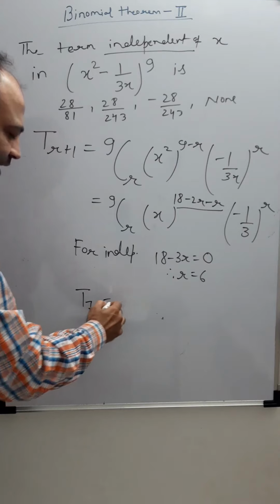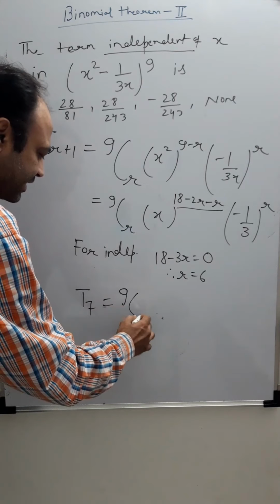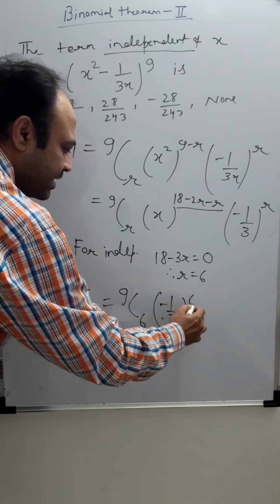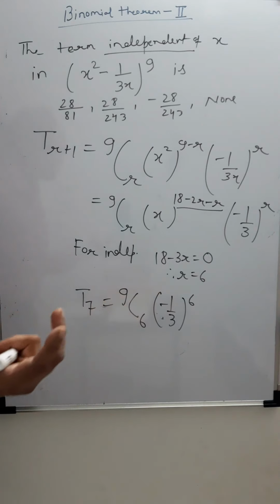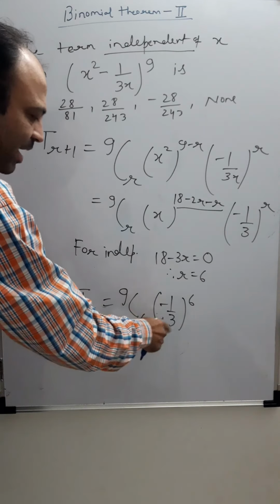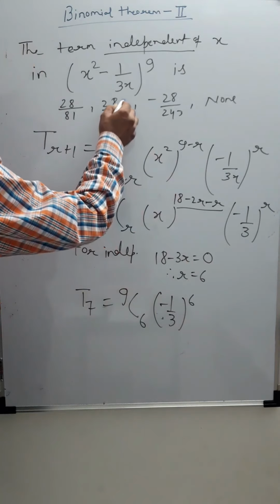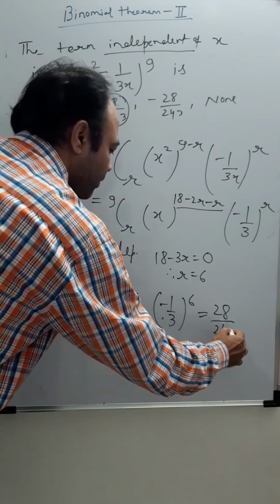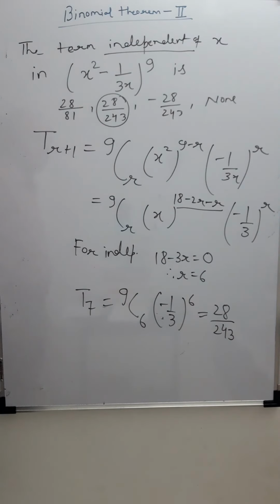So T7 is going to be the independent term or constant term, and its value is 9C6, since r is 6, and here it is minus 1 by 3 to the power 6, because if you put 6 here, it becomes x to the power 0, and that is what makes it a constant term. So 9C6 times minus 1 by 3 whole to the power 6, and this is an even power, so positive, and after simplification the answer is 28 by 243, that you can calculate with nCr and then simplify. Fine. So this way the independent term we can calculate.